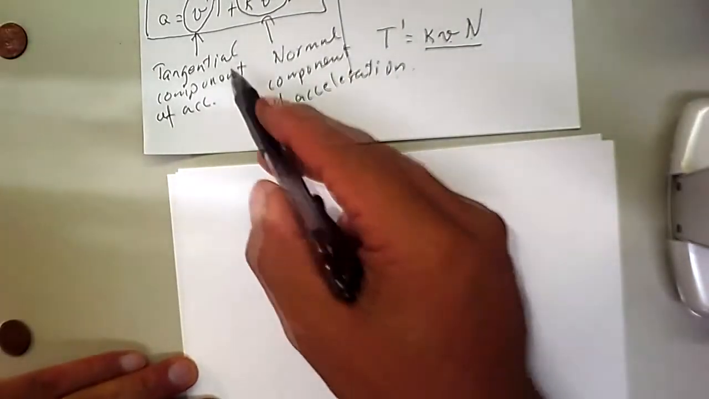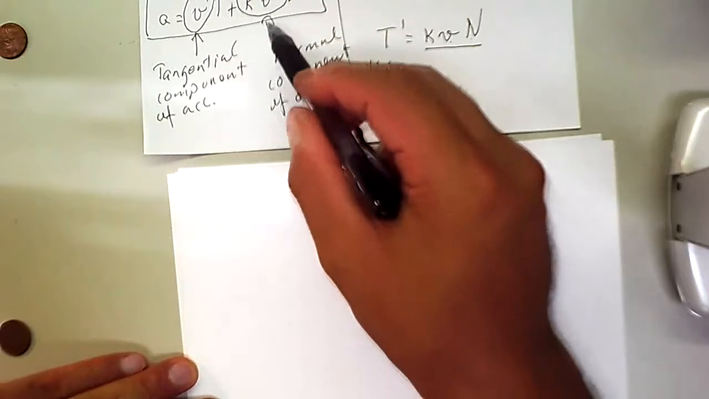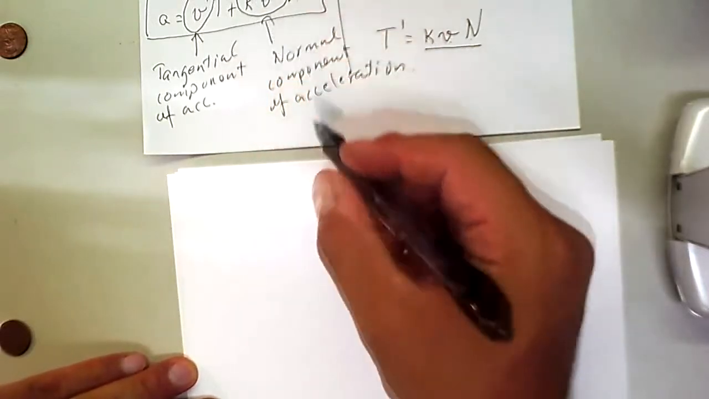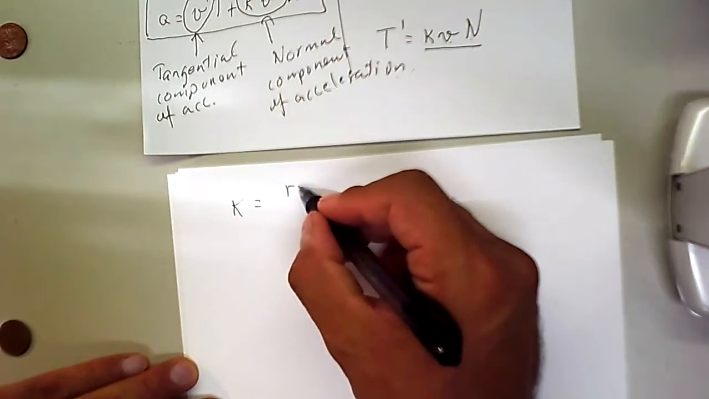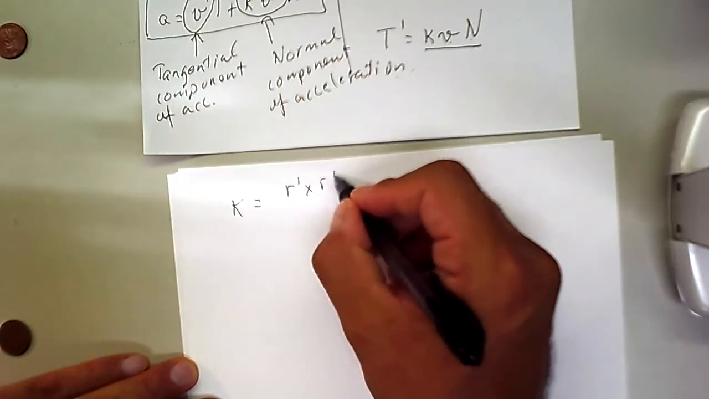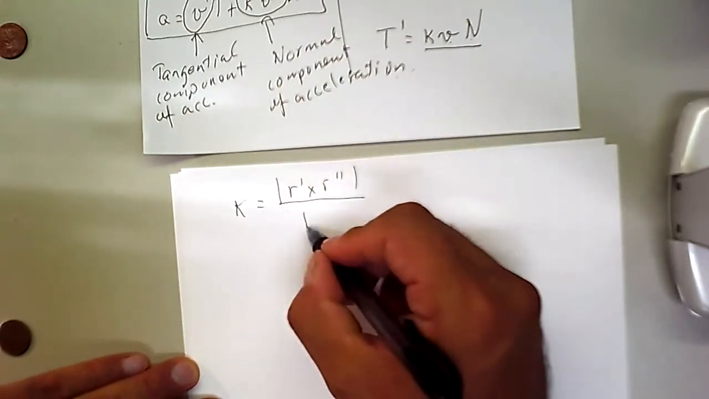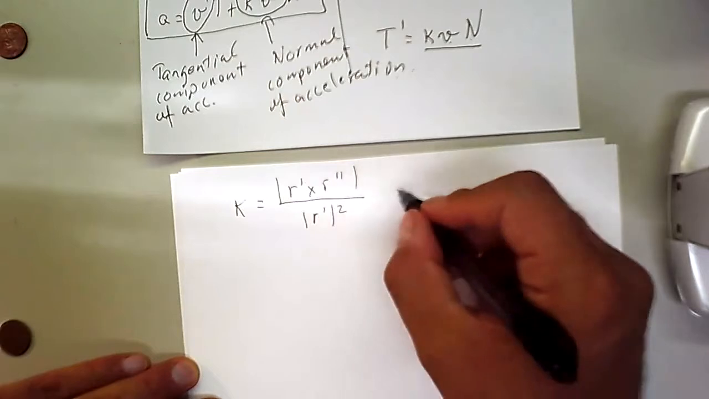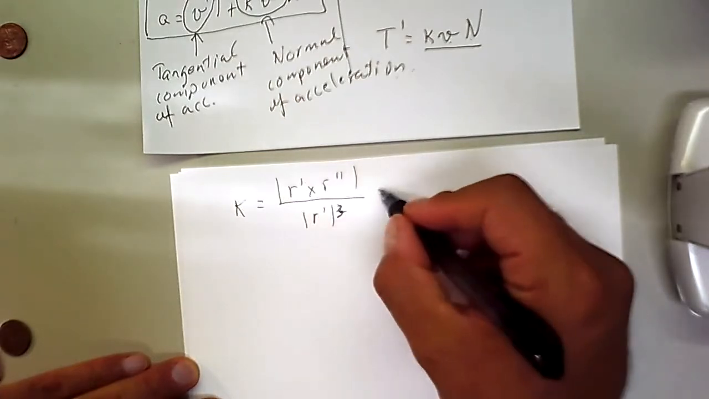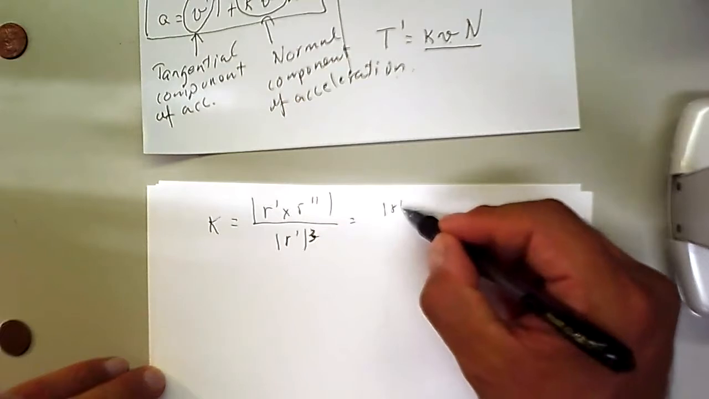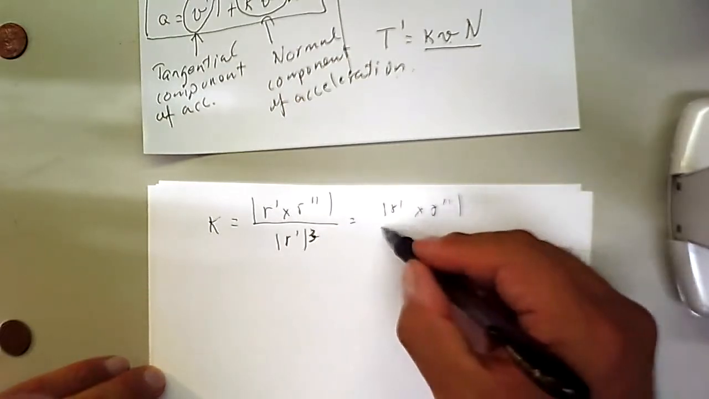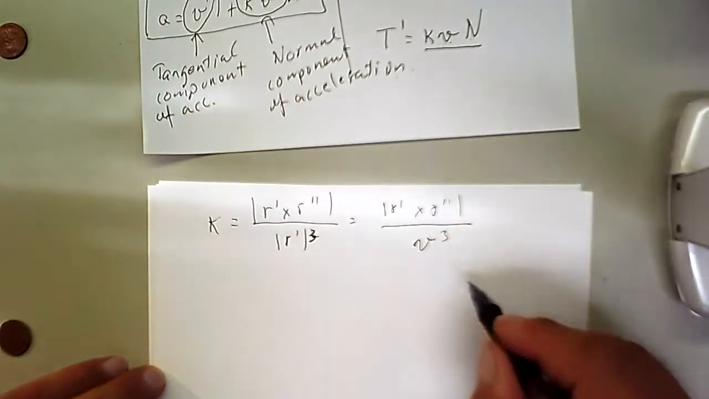So remember too that the curvature can be found by r prime crossed with r double prime over r prime. All of those are magnitudes, cubed. And that is the same thing as the speed cubed in the denominator. So r prime cross r double prime over speed cubed.